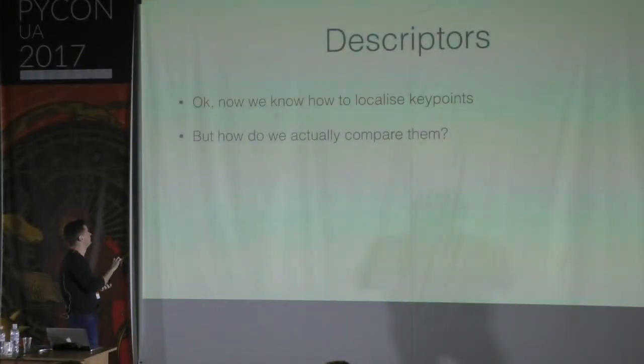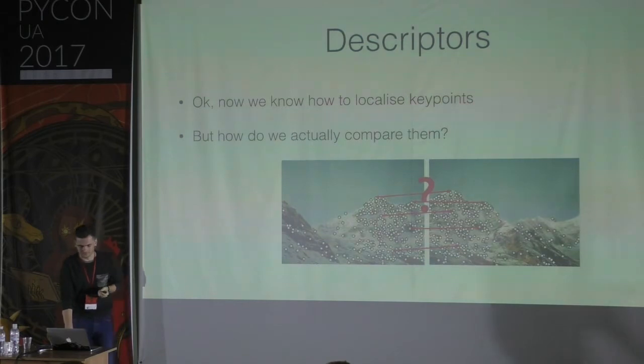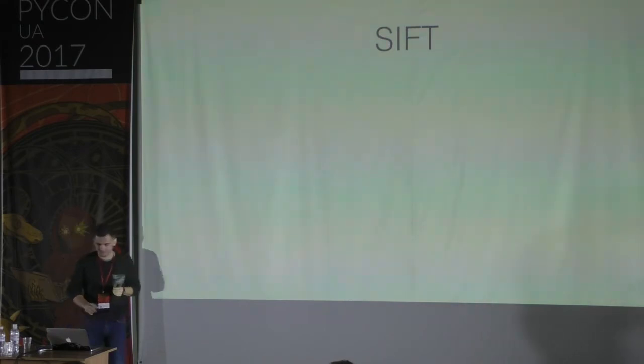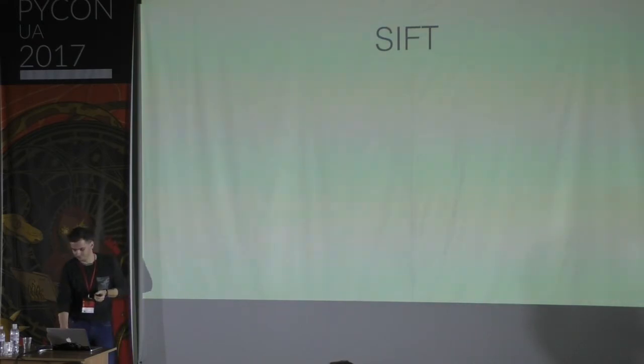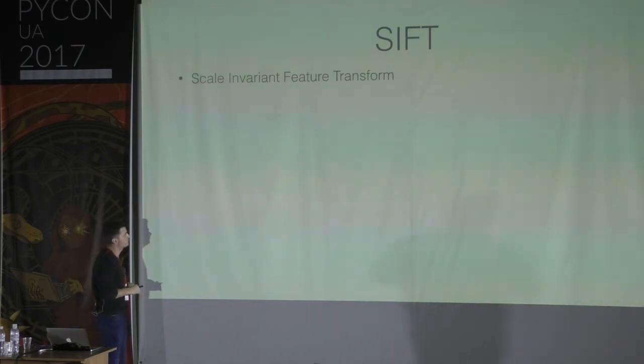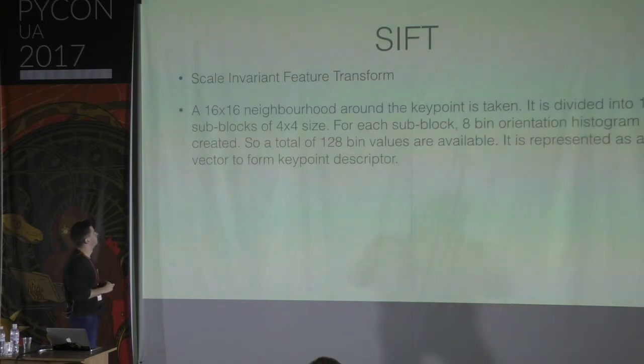So now we have these pixel coordinates. But how do we compare pixel coordinates? You can't compare pixel coordinates. You need to compare something around them. And that's where local descriptors come in. So there are multiple of them again, but I'm going to talk about just one of the most popular ones, which is SIFT, or Scale Invariant Feature Transform. It sounds scary, and it is scary. Here is a brief idea of how it works.